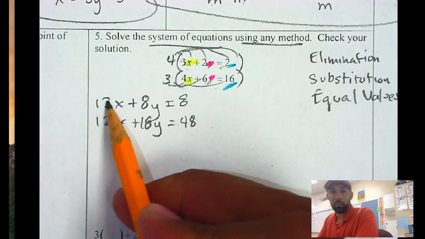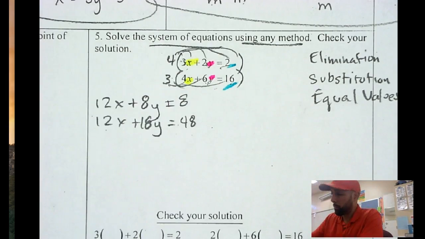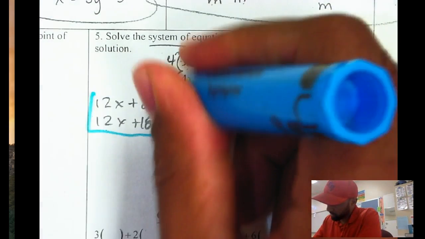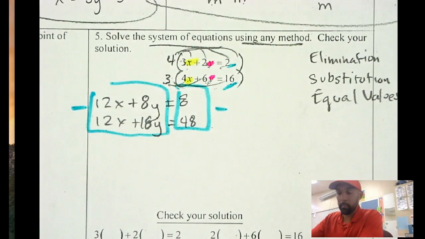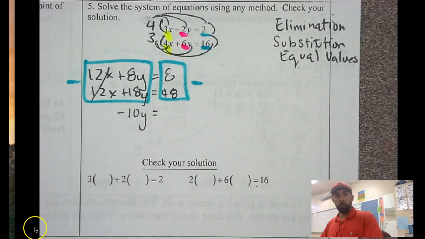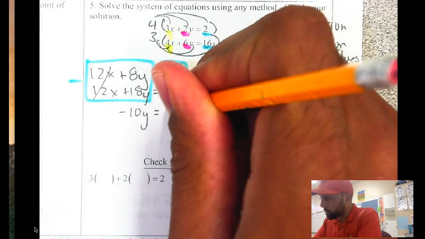All right, so now I've got a 12x and a 12x. In order to cancel those, I need to subtract them. So this whole side I'm going to subtract, so that means on this side I also have to subtract. Now I'm going to do 8 minus 48, which is -40.